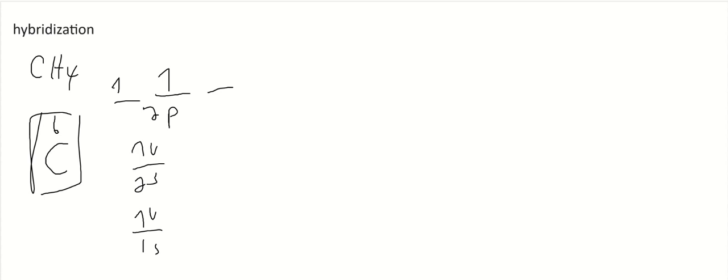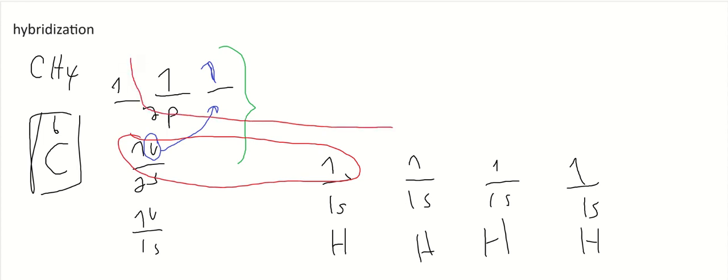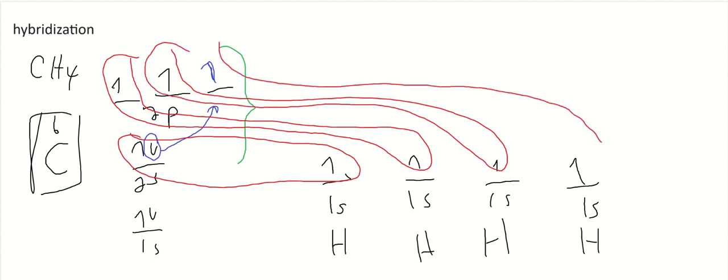Now, how do those four valence electrons form bonds with four hydrogen atoms? There are four hydrogens, and each has one electron in its 1s orbital. You might say that one of the 2s electrons gets promoted, and then you can have four covalent bonds, shared between the p's from the carbon and the s's from the hydrogen.